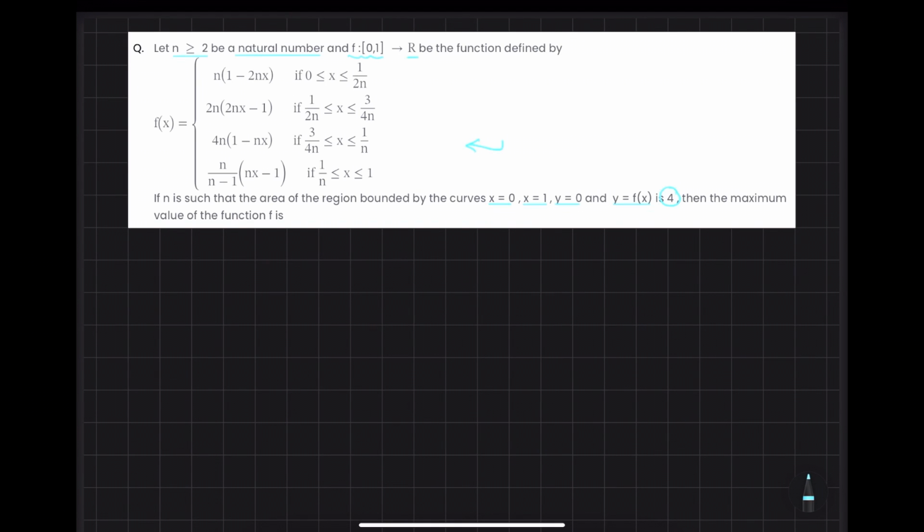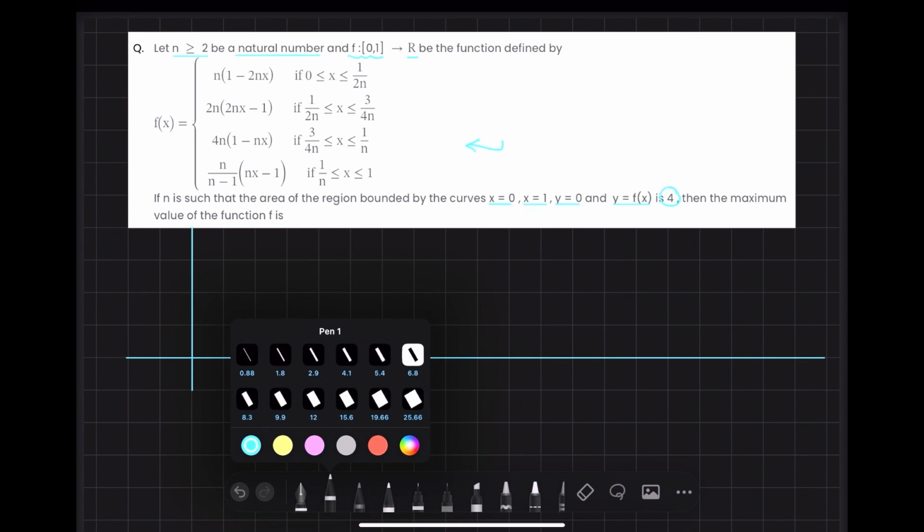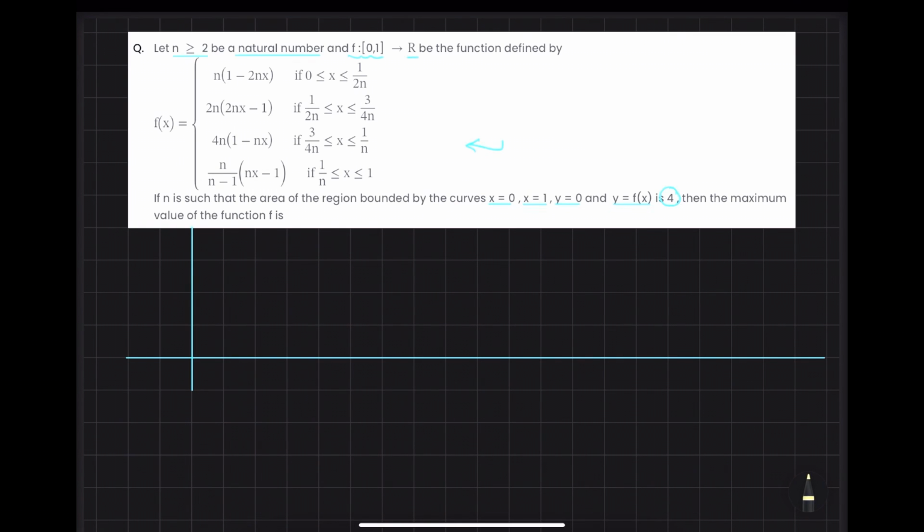So the idea is, first we will try to draw the graph. Okay. So look at this, how we will draw. Now let's proceed with the information. So look at this. It is 0, 0, the origin. Now suppose that x is 0.